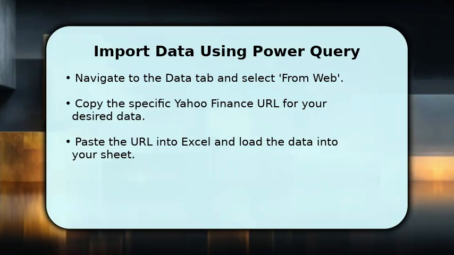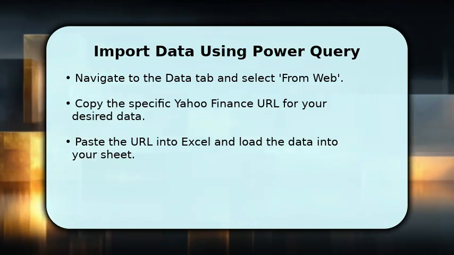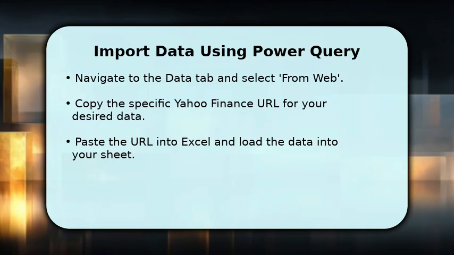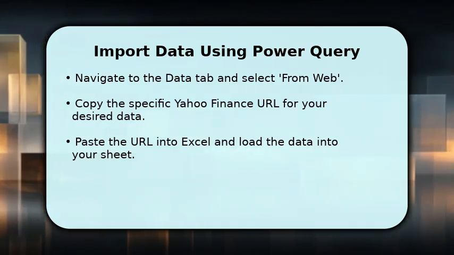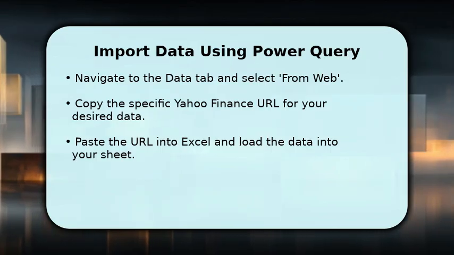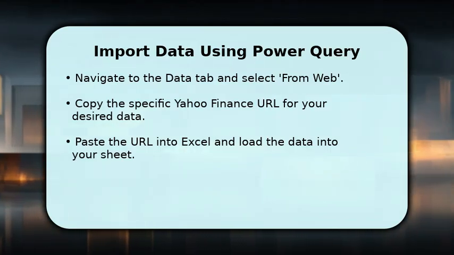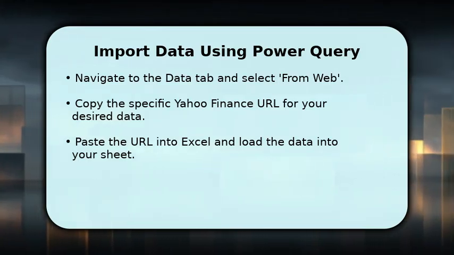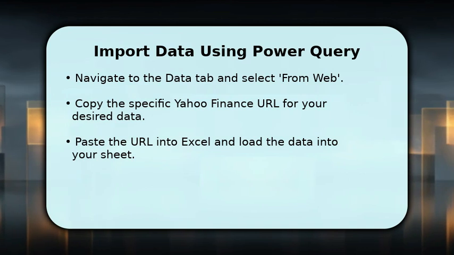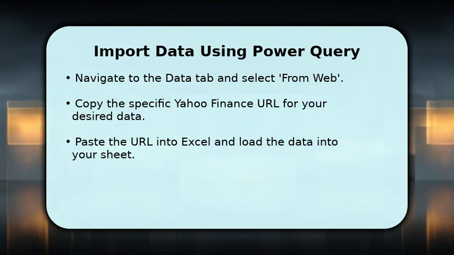First, locate the financial data you need on Yahoo Finance, such as historical stock prices for a specific ticker. Copy the direct download link or the page URL. Then, in Excel, choose Get Data and from Web. Paste your copied URL into the dialog box. Excel will then connect to the web page and present the data for loading.